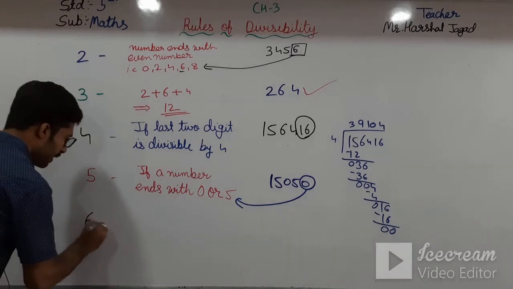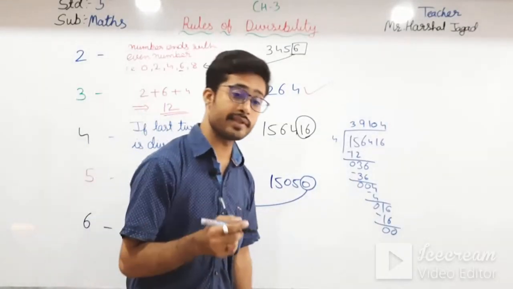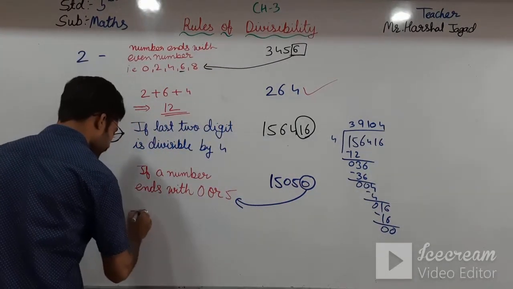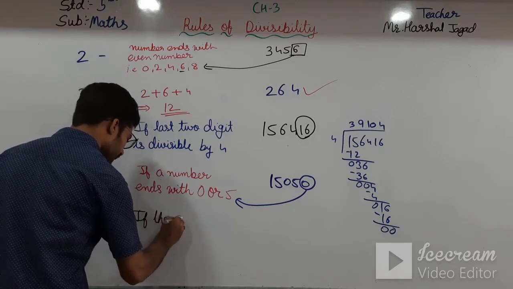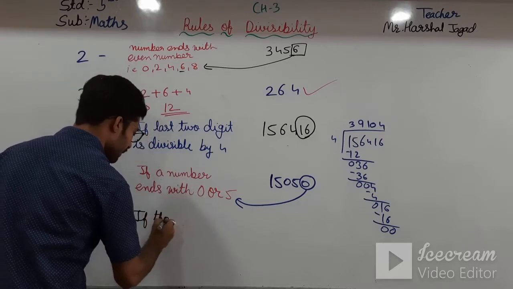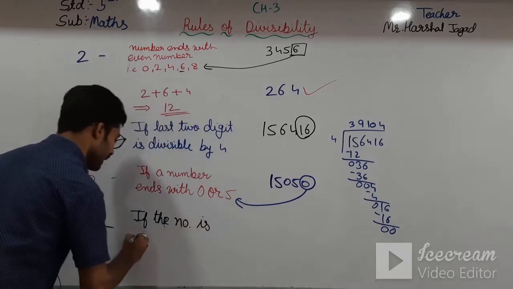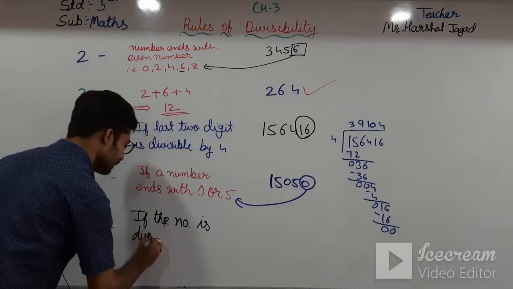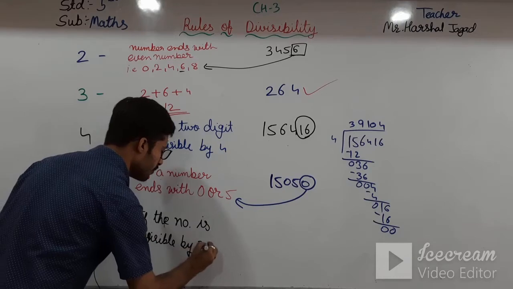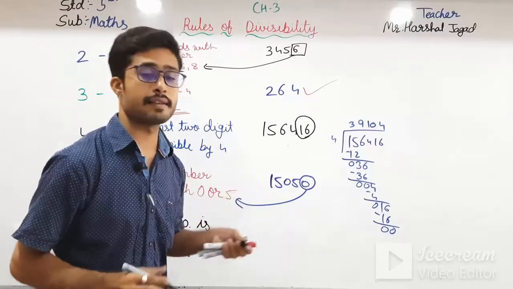See here students, now we have to check the divisibility test of 6. So how can we know that it is divisible by 6? What we have to check is if the number is divisible by 2 and 3, then it is divisible by 6.